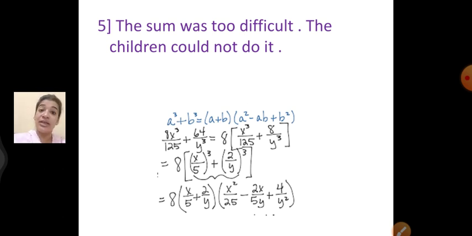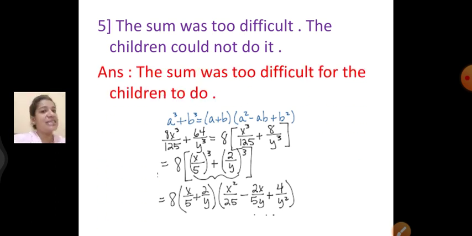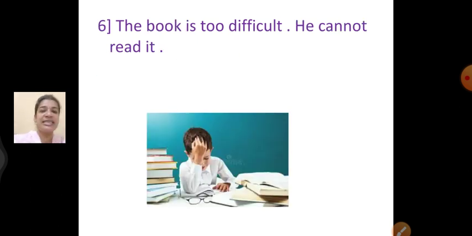Yes, the first statement as it is. The sum was too difficult. For whom? For the children. The sum was too difficult for the children to do. Let's check. The sum was too difficult for the children to do. Correct?